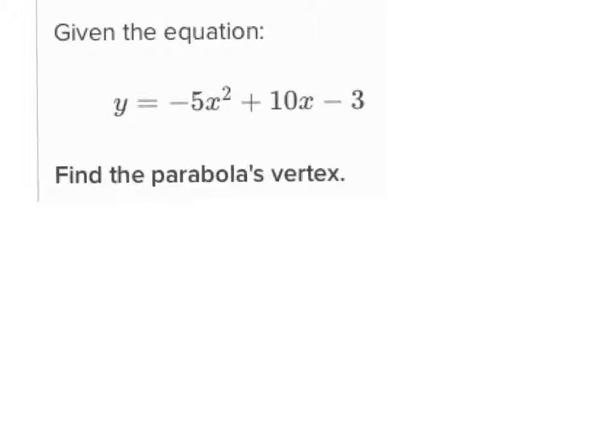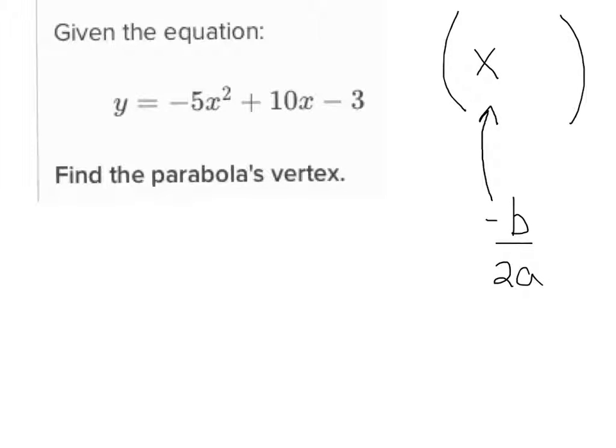As we do what it says in this problem, given the equation right here, find the parabola's vertex. Okay? Remember, in order for us to find the parabola's vertex, our final answer will be an ordered pair, won't it? And the first value in the vertex, the x value, is calculated from the axis of symmetry, negative b over 2a, right? And then once we know what negative b over 2a is, we plug it in for x here and in for x here, and that gives us our y, doesn't it? Yep. Okay, so let's calculate negative b over 2a.